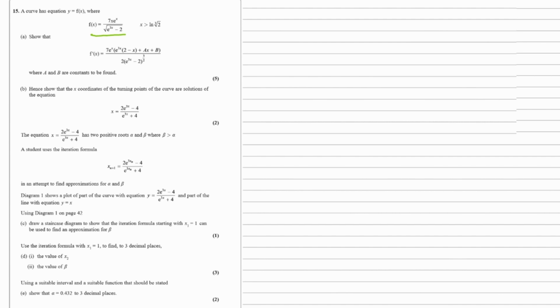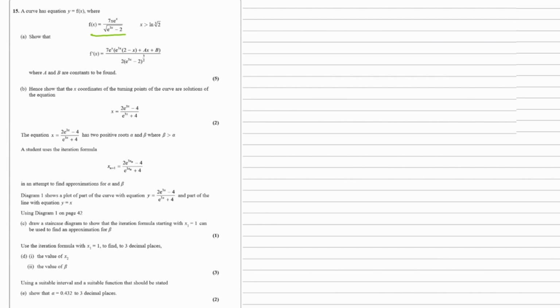Number 15. A curve has equation y = f(x), where f(x) = 7x e^x over the square root of (e^(3x) − 2), where x is greater than the natural log of the cube root of 2.